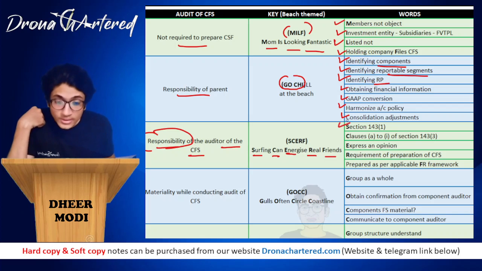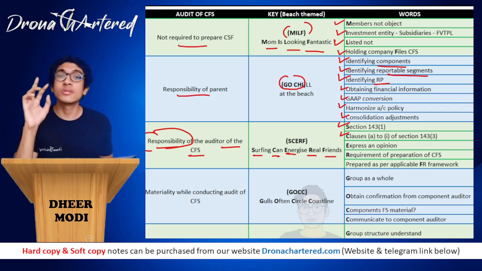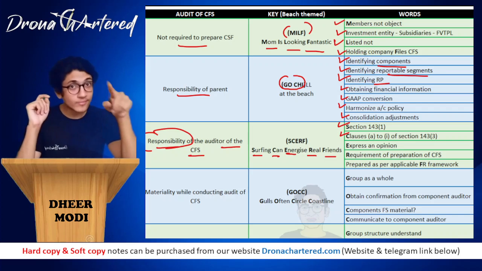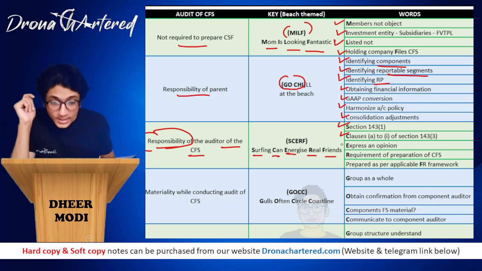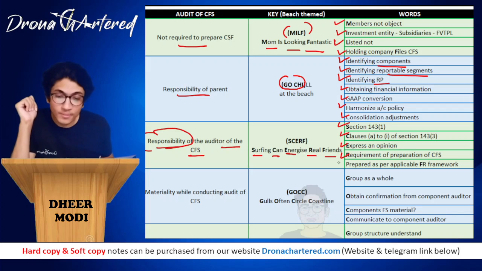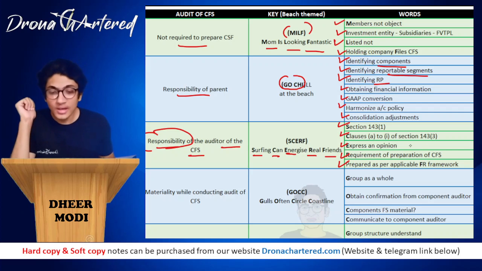So S stands for section 143(1). C stands for clauses A to I of section 143(3). So both your 143s are in the first point only. One is section 143(1), then is clauses A to I of 143(3). Then is E, that is express an opinion. R stands for requirement of preparation of CFS. If you remember, this was our point number 1. And last is prepared as per applicable financial reporting framework.